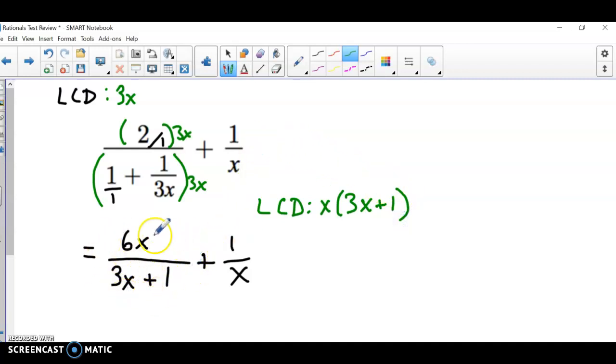So what is this one missing over here? It's missing the x. So I'm going to multiply by x. What is this one missing in its denominator? It's missing the 3x plus 1. So I'm going to multiply by 3x plus 1.